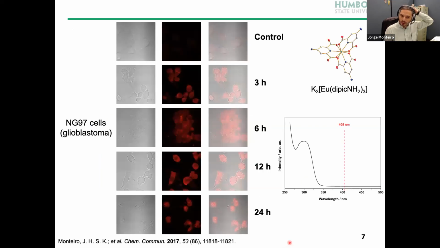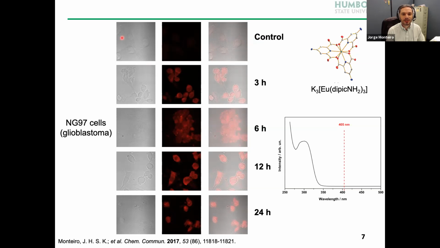Okay, so when I started working in this area, I came up with this super simple europium complex. We have here a dipicolinic ligand and an NH2 group. And this compound is super soluble in water, very bright. And we tested it to tag NG97 cells, which are glioblastoma, or brain cancer.